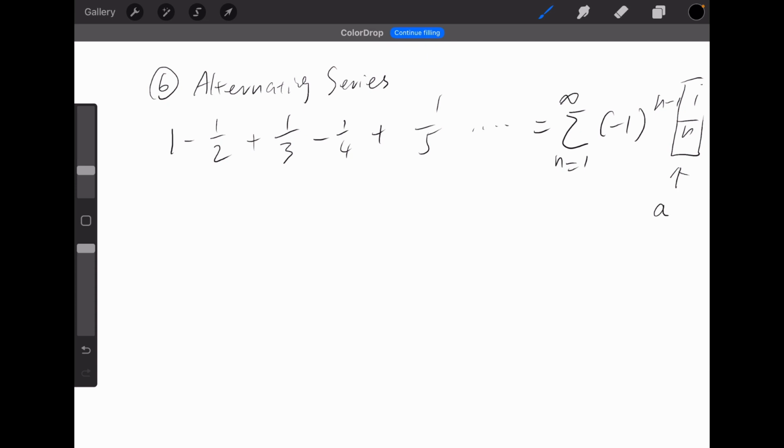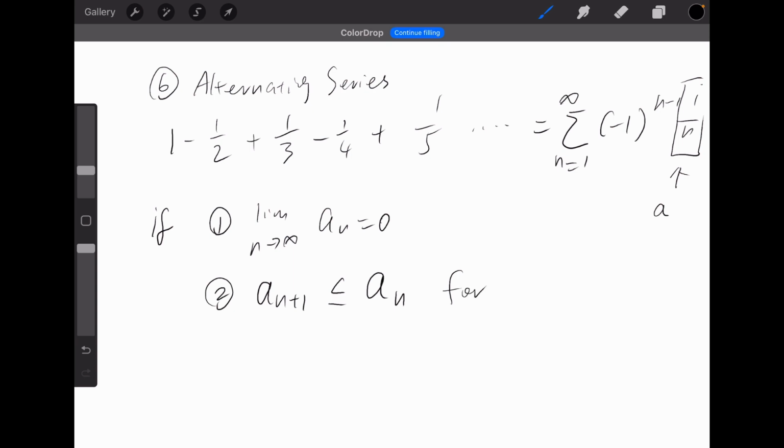So the alternating series test tells us that first, the limit as n approaches infinity of an equals 0, and second, an plus 1 is always smaller than an for all n. If these 2 conditions are met, then the series converges.